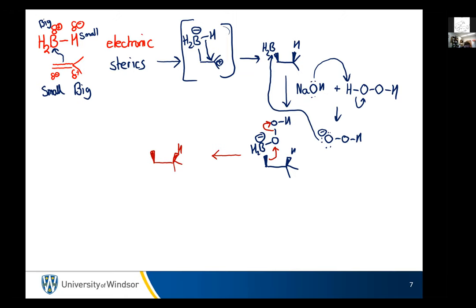So, what do we get when we do that? Okay, well, let's follow the arrows. Didn't do anything to that boron-oxygen bond. That boron-oxygen bond is still intact. It hasn't changed. But we've released hydroxide. So, again, let's just follow the arrows.